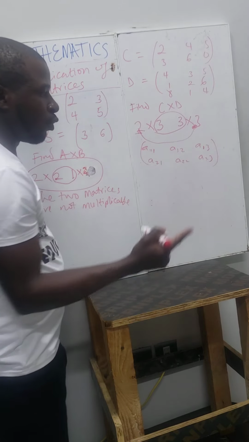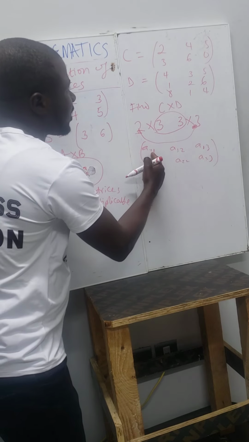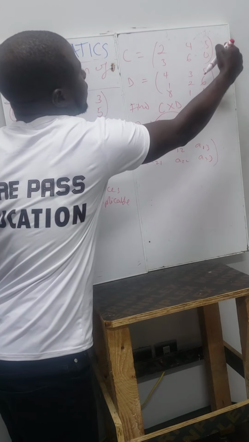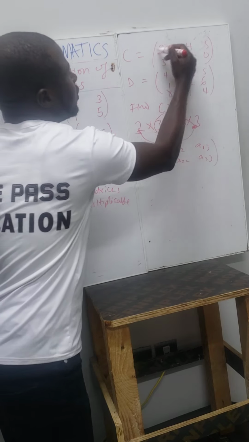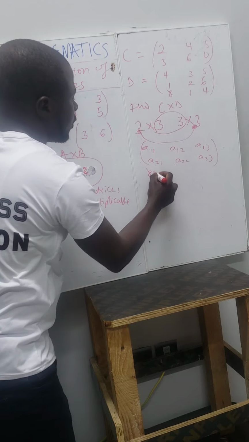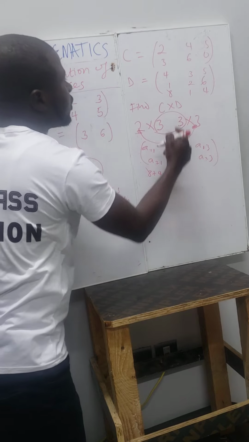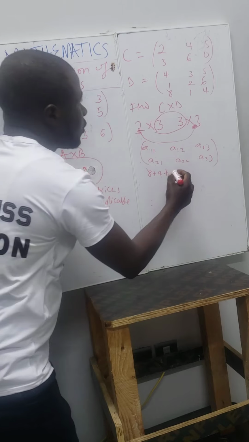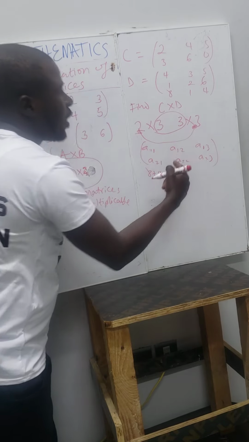The first number is for row, the second number is for column. So first row, let's start with this A11. First row multiplied by first column. First row for the first matrix multiplied by the first column. That is what it means. This multiplied by this. 2 times 4, 8, plus 4 times 1, 4, plus 5 times 8, 40. That is the A11.